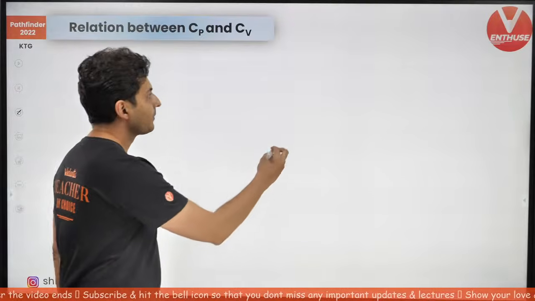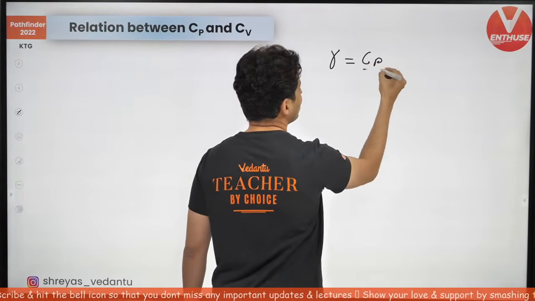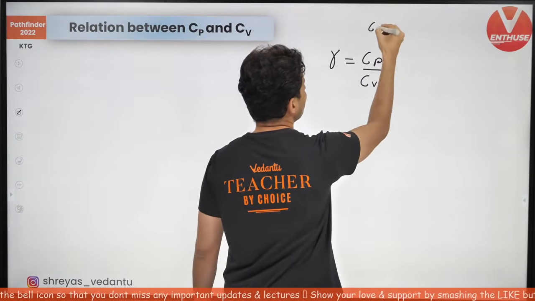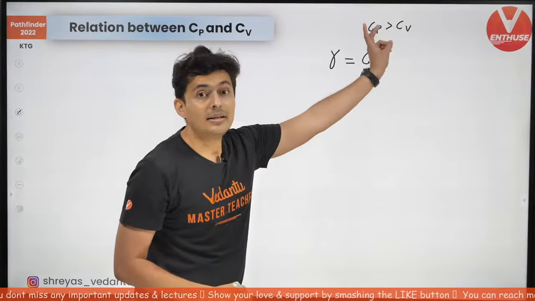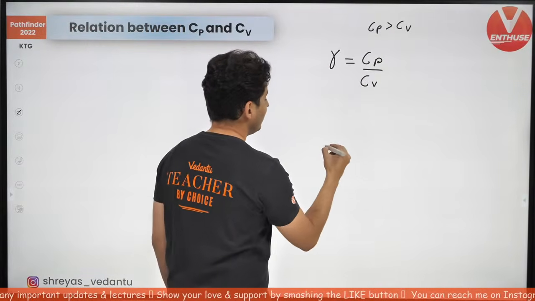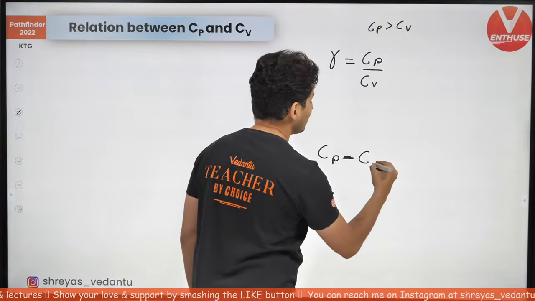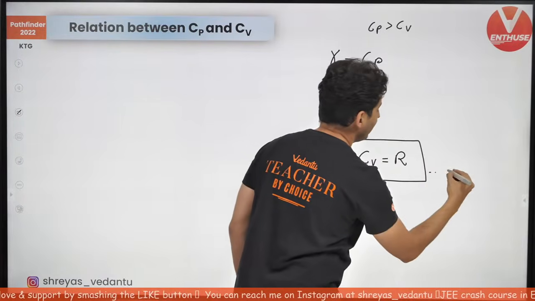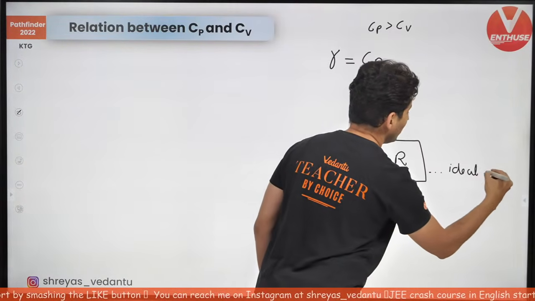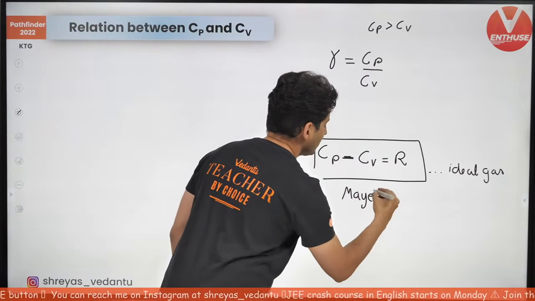Okay. This gamma is called the ratio of Cp by Cv, and remember, Cp is always more than Cv. In fact, the difference of the two is called the Mayer's relationship. Cp minus Cv is equal to R. This is only true for an ideal gas. This is called the Mayer's relationship.